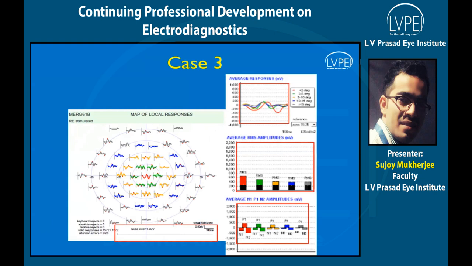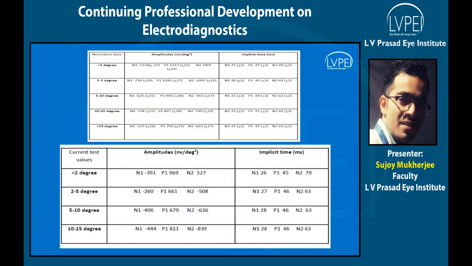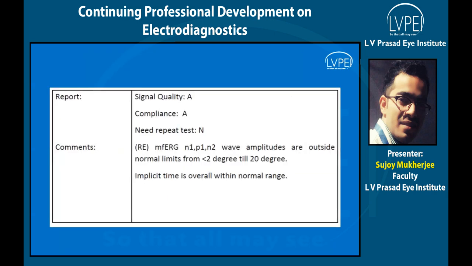Now, while we are summarizing, based on that normative data, we have to put in the values of the patient. Those values of the patient we can easily compare, to see whether they are within normal range or outside normal range. At the end, while we are reporting based on the normative data, we should also report how it was: whether the signal quality was acceptable or not, what the patient complaints were during the test, and whether we should recommend the test to be repeated or not.